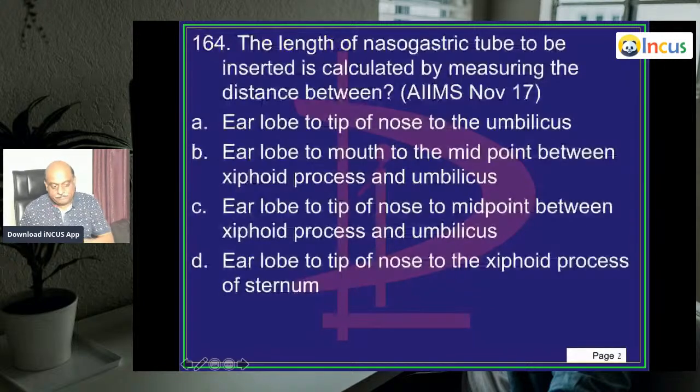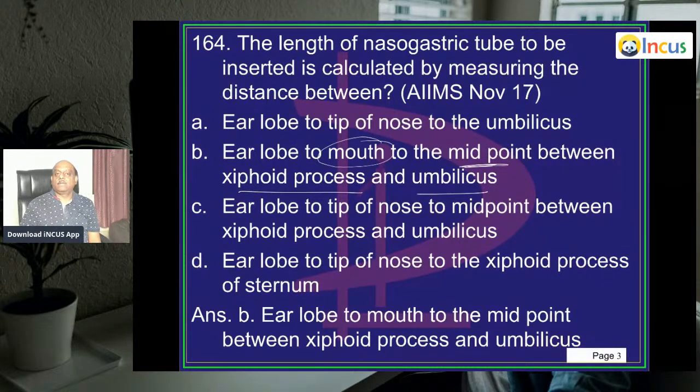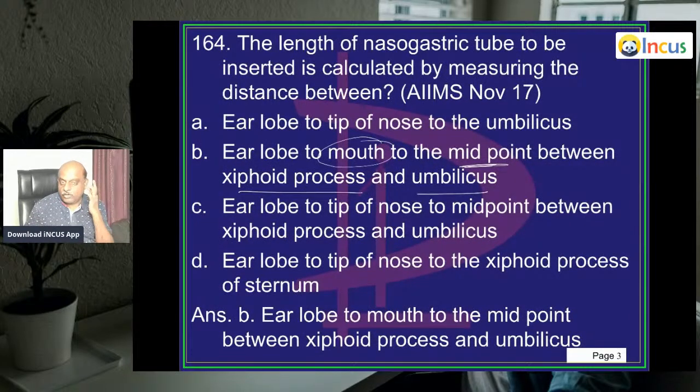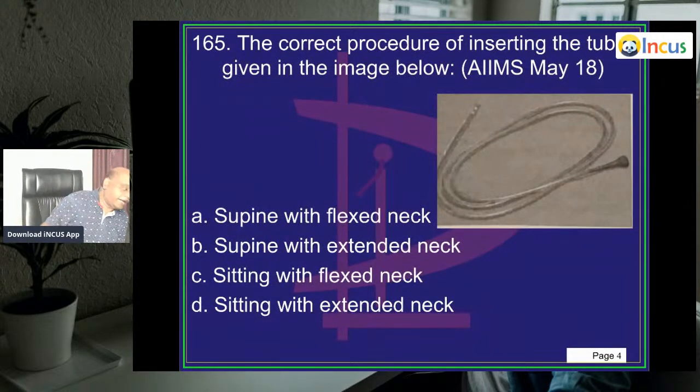Now, Ryle's tube. The length of Ryle's tube, how do you calculate? It is the earlobe to the mouth, to the midpoint between the xiphoid process and umbilicus. So, earlobe to mouth, midpoint between xiphoid process and umbilicus. The correct procedure of inserting, how will you insert, doctor?